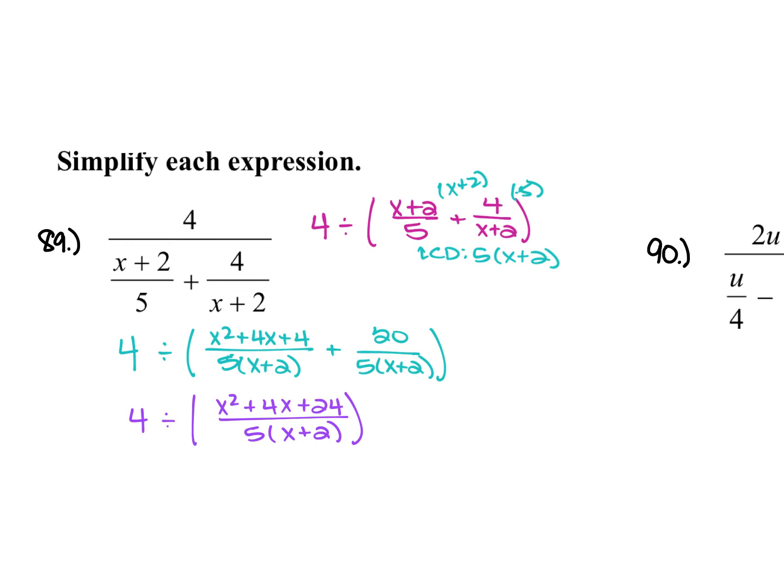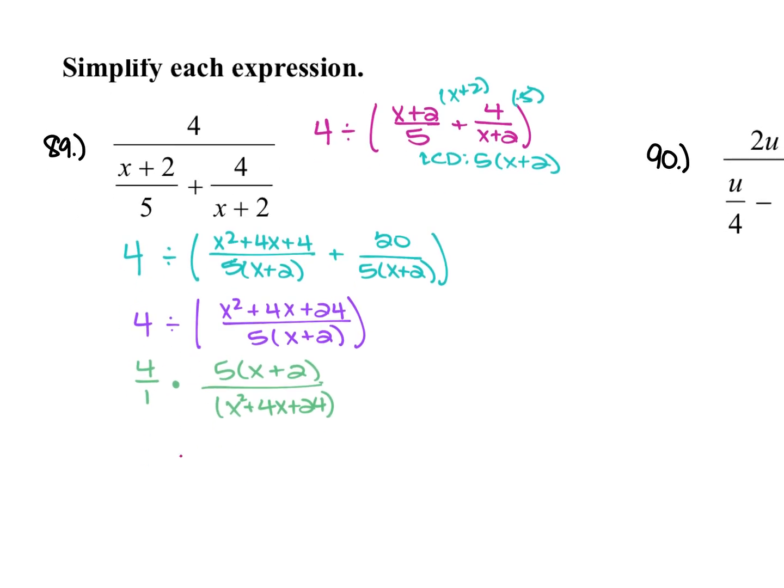So with division of fractions, you're going to keep the first, change to multiplication, then flip the second, and then multiply straight across. So this is going to give you 4 times 5, which is 20, times x plus 2, all over x squared plus 4x plus 24.